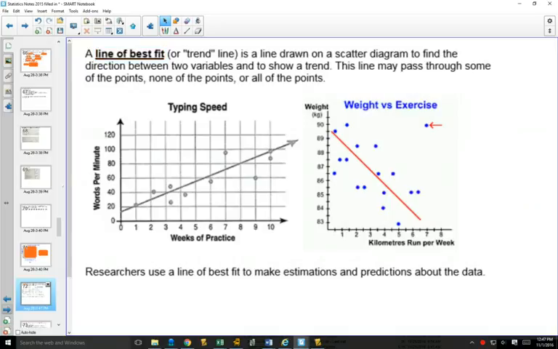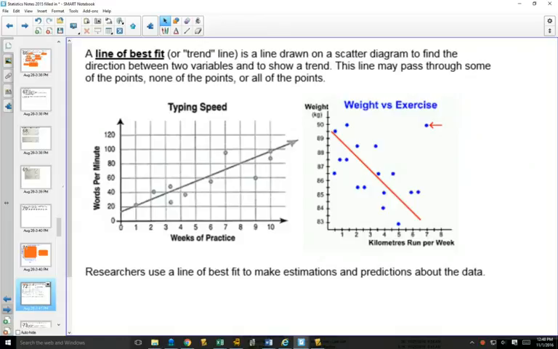Now a line of best fit, sometimes called a trend line, gives you an idea of what's happening with your data points. And when you draw that, you can see, oh, if my line's going up, then I know that it has a positive correlation. If my line's going down, I know that things have a negative correlation. And if you have a line of best fit, you can use it to make predictions. Just like we used a cumulative frequency graph to make predictions.